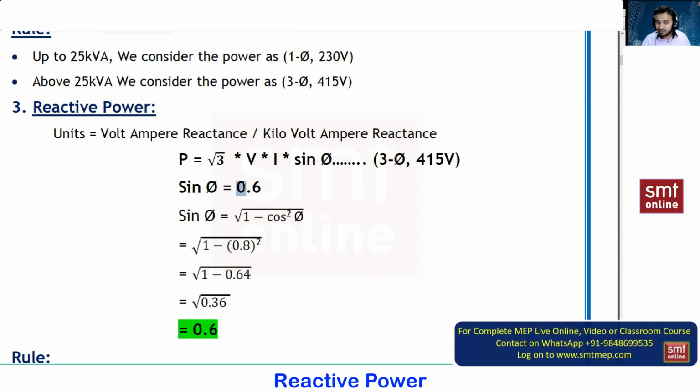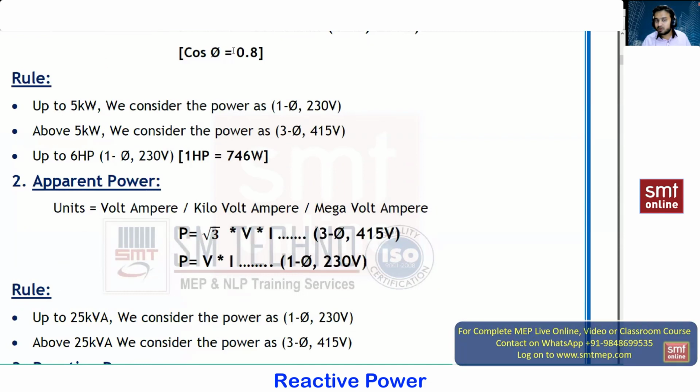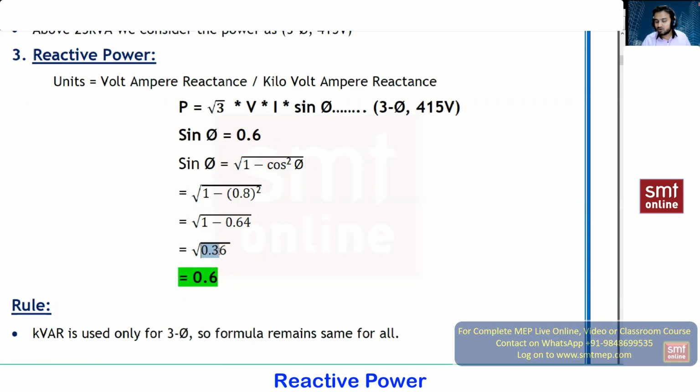And here I have taken the sin phi as 0.6. Why have I taken the sin phi as 0.6? Because from basic trigonometry, we have the formula under root of 1 minus cos square phi. So what is cos phi? I'm assuming in my course, it is 0.8. When cos phi is 0.8 and you substitute in this value, we get under root of 0.36, which is 0.6. So whenever the power factor is 0.8, this value will be 0.6.